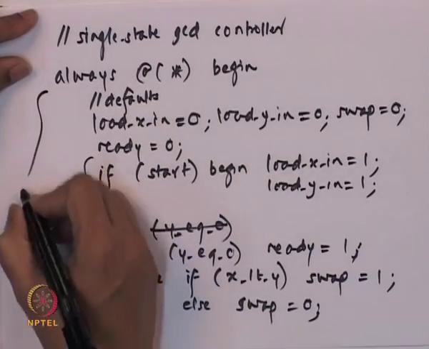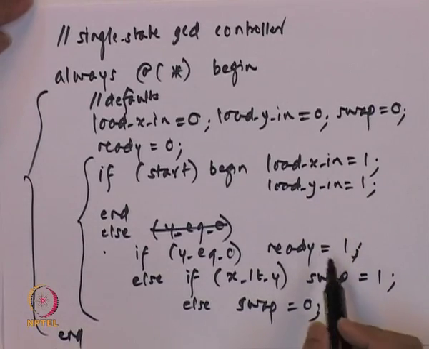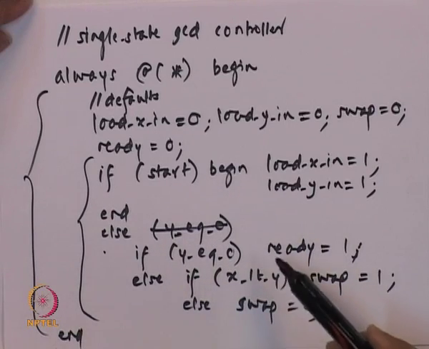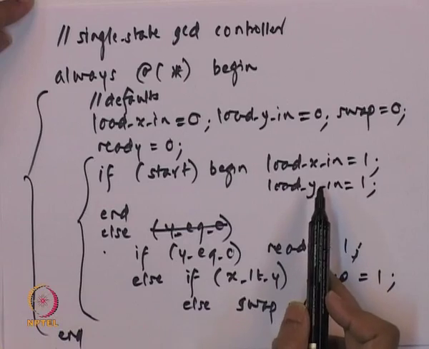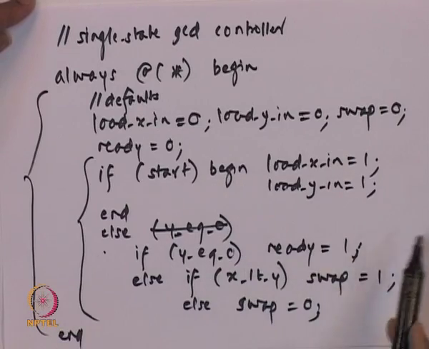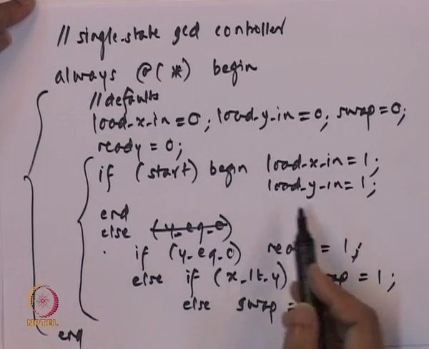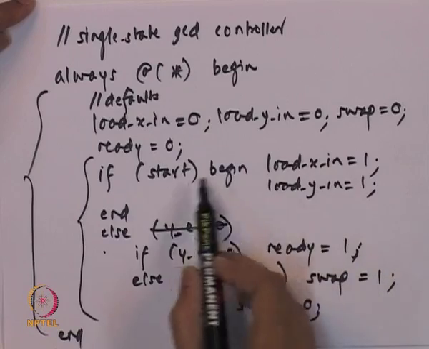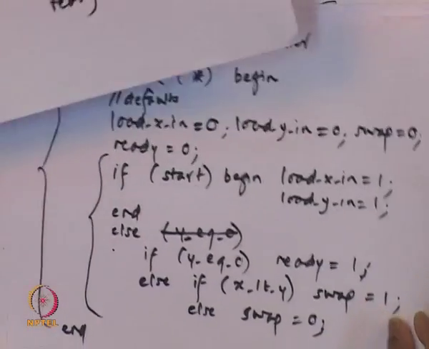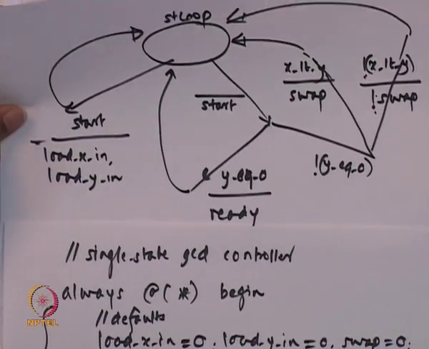So, this always block, which is purely combinational, you see that with the help of these default blocking assignments, we have made sure that in every possible situation, depending on the input values start, y equal to 0, x less than y, we have in all situations specified the values of these 4 signals: load x in, load y in, swap and ready. Default values are this, and non-default values get specified for specific conditions. So, it is exactly a Verilog description of this particular state diagram, a single state diagram.